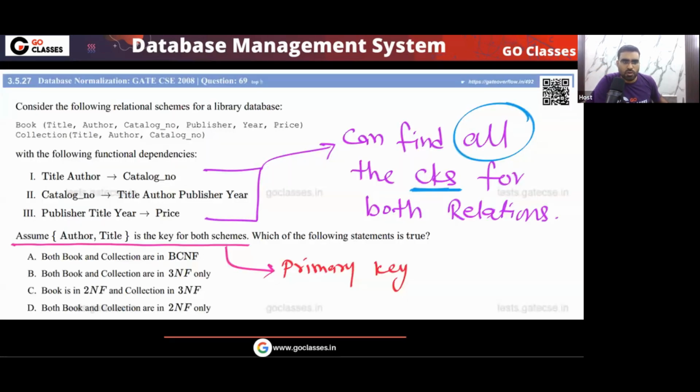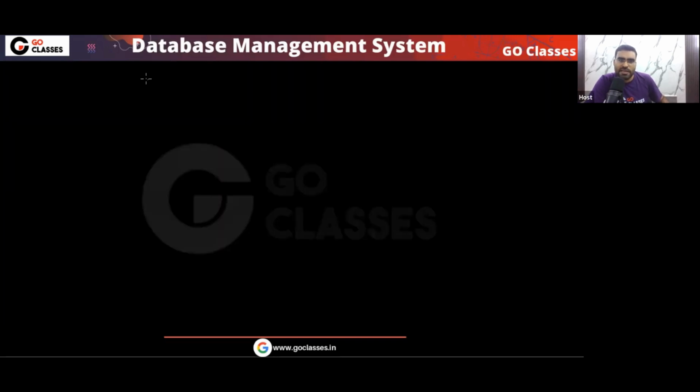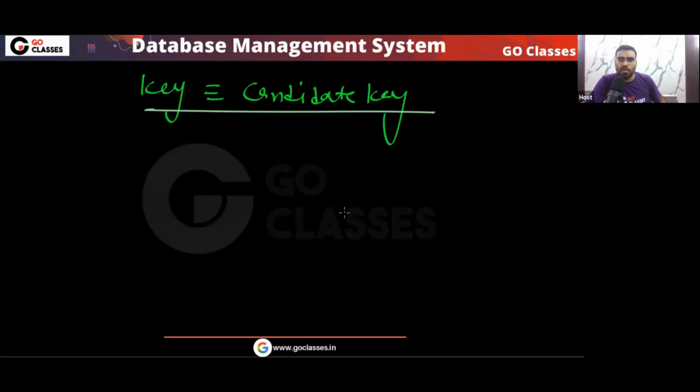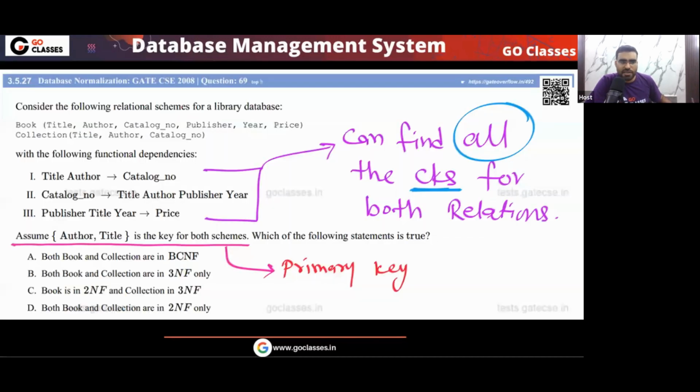Let's solve it now. A student is asking, sir, key means candidate key by default. Yes, that is correct. By default, key means candidate key. But read the question and from the context, try to understand what the question has given to you. In the GATE exam also, in the Ullman book also, by default key means candidate key. But read the question from its context. Try to think what this statement means.